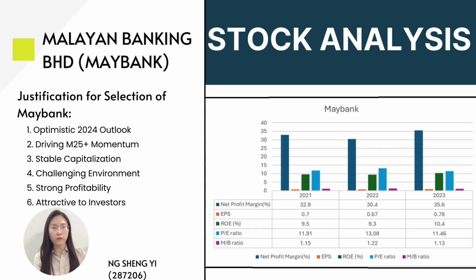Looking ahead to 2024, Maybank's outlook is positive, driven by its M25 positive strategy and stable asset quality. The banking sector, stable capitalization, and Maybank's strong financial metrics such as improving net profit margin, ROE, and EPS point to strong earning growth and an attractive investment opportunity despite sector challenge.